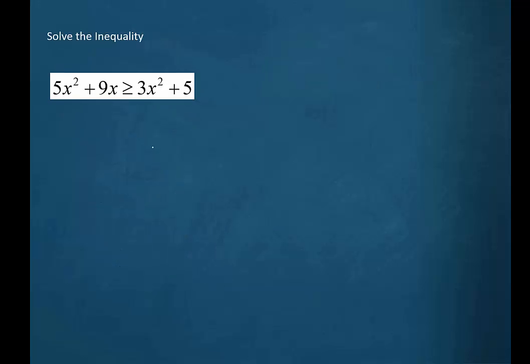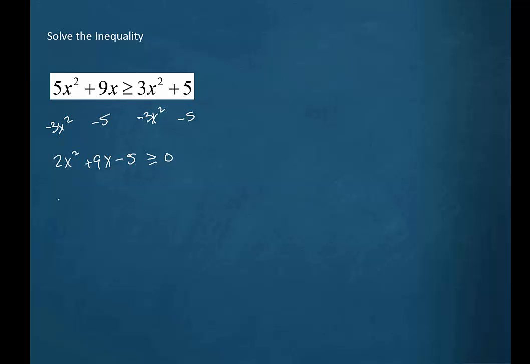Here we have another quadratic inequality, but this time we don't have 0 over on the right. And that's the thing that we use, the fact that anything to the right of 0 is positive and anything to the left of 0 is negative on the number line. So what we have to do is make sure that we have 0 on the right. So I'm going to subtract 3x squared from both sides, and I'm going to subtract 5 from both sides. And we'll wind up with 2x² + 9x - 5 greater than or equal to 0.